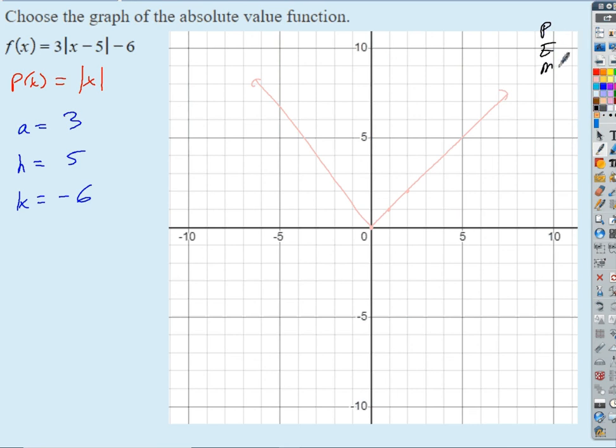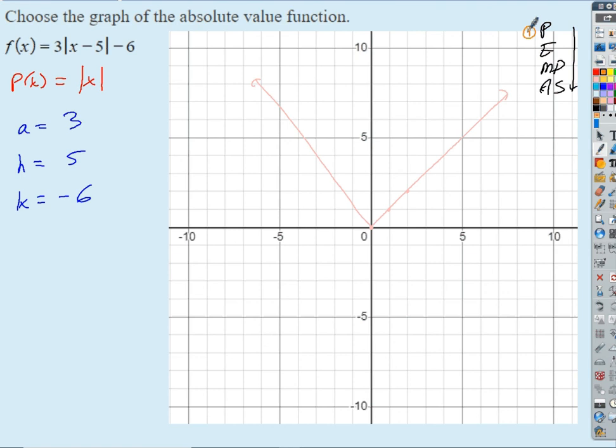It's PEMDAS. So the first step is going to be parentheses, right? If we're going to try to figure out what's going on here, we're going to try to do all these things. We're multiplying by 3, we're subtracting 5 from x inside, and we're subtracting 6 from the function, right? What's the order in which we do those 3 operations? So what's the P stand for? Parentheses or grouping symbols of any kind. Good, so that'll be step 1.